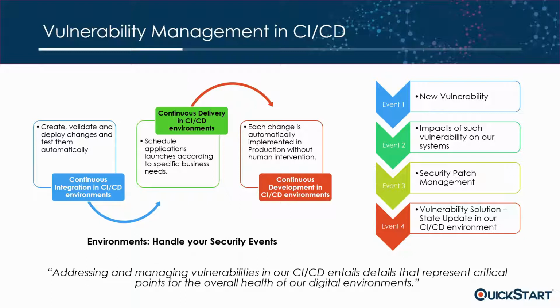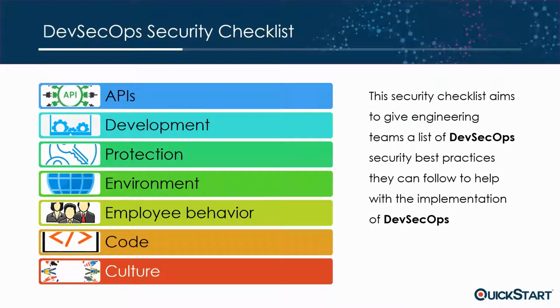So just to summarize, as the notes at the bottom of the slide say, addressing and managing vulnerabilities, as we saw in our CI/CD, represent critical points. So it's assumed that we have a vulnerability manager in our DevSecOps structure. Okay, so we arrived at the DevSecOps checklist. And again, it's a recommendation for good practices, and you can use this checklist as a guide.